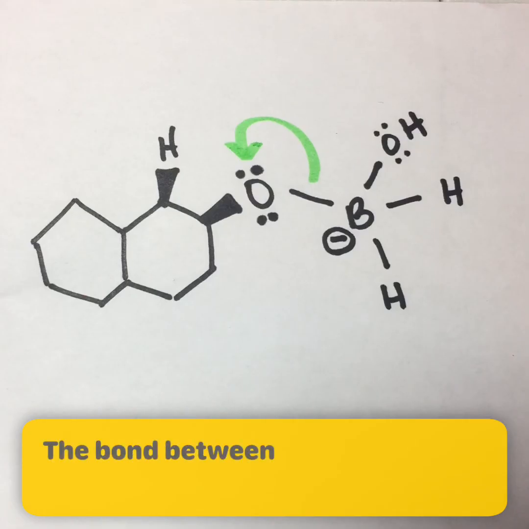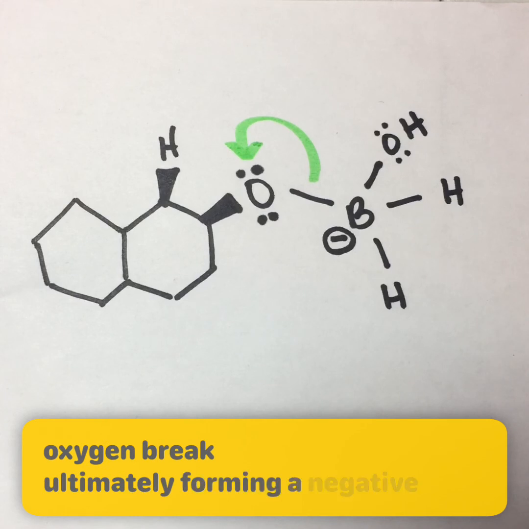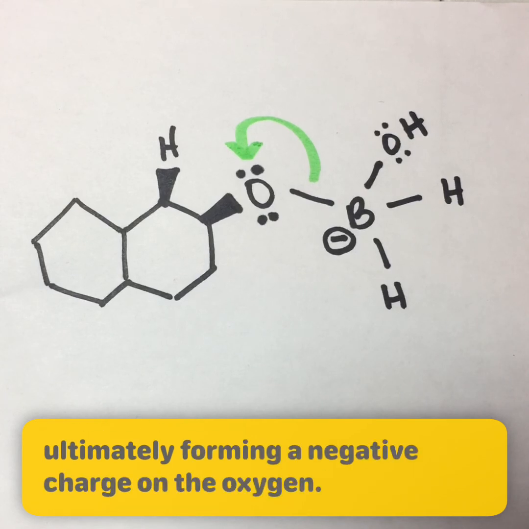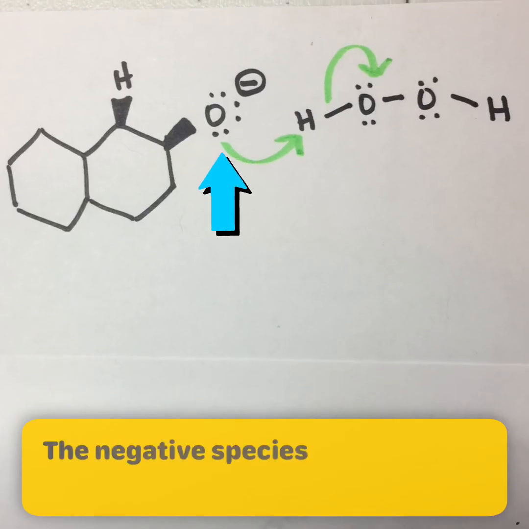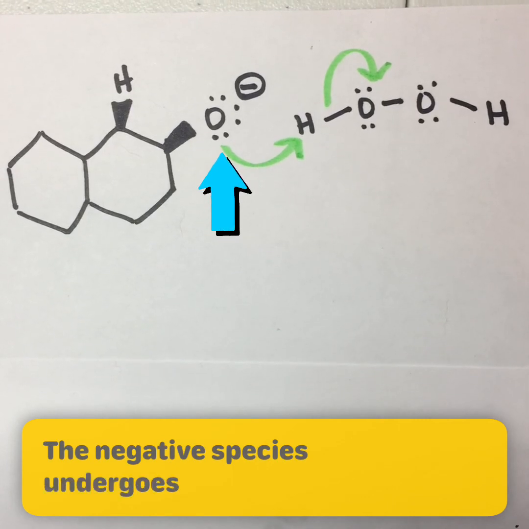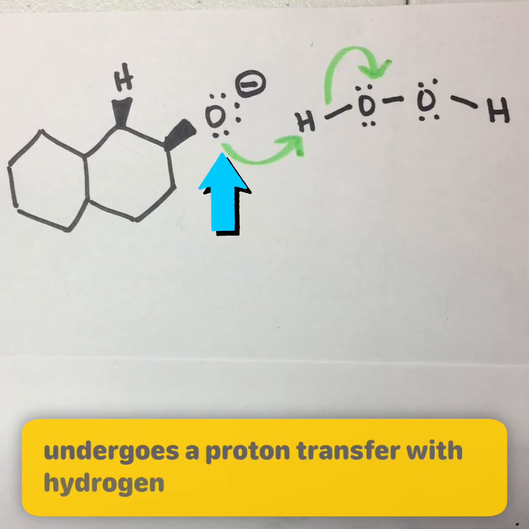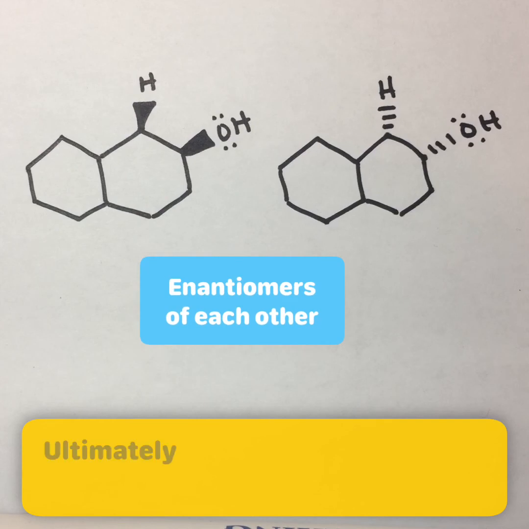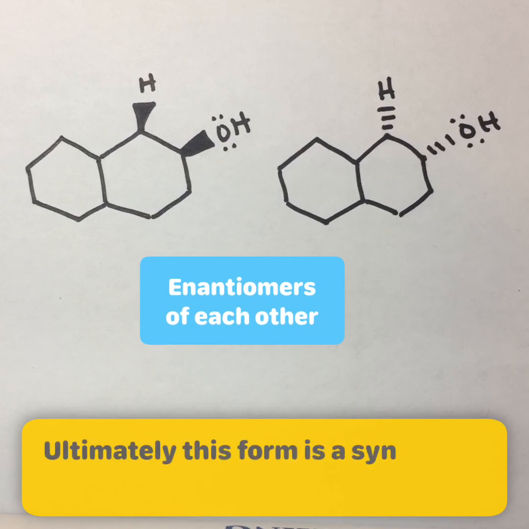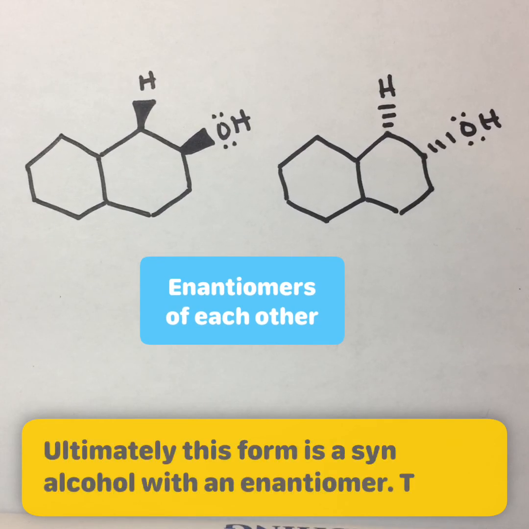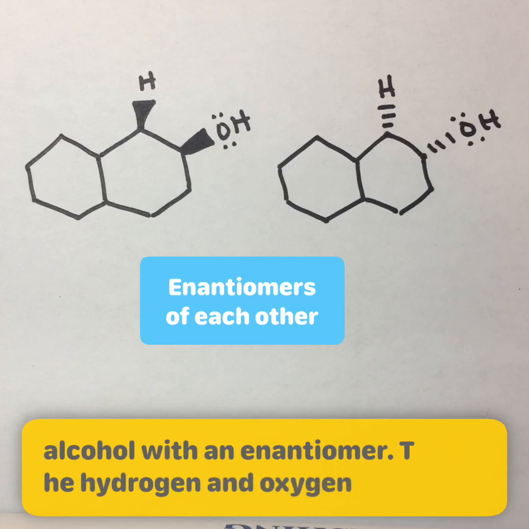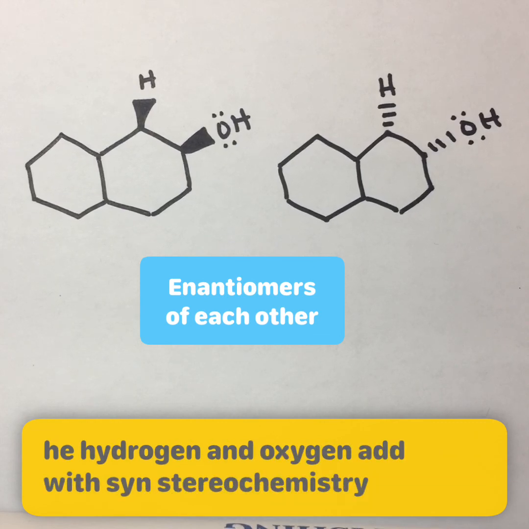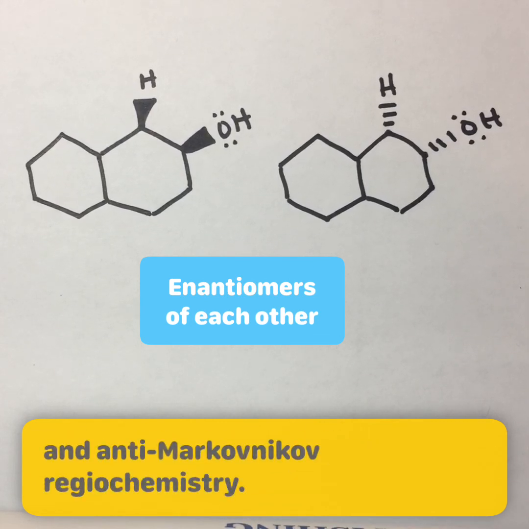The bond between the boron and oxygen breaks, ultimately forming a negative charge on the oxygen. The negative species undergoes a proton transfer with hydrogen peroxide. Ultimately, this forms a syn alcohol with an enantiomer. The hydrogen and oxygen add with syn stereochemistry and anti-Markovnikov regiochemistry.